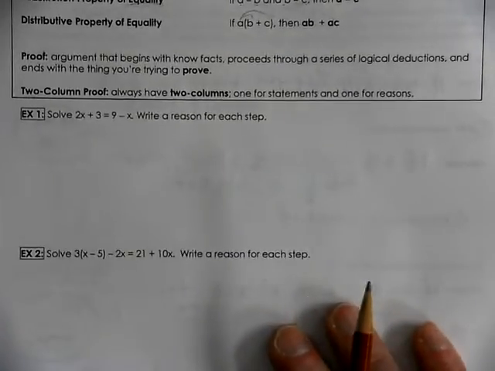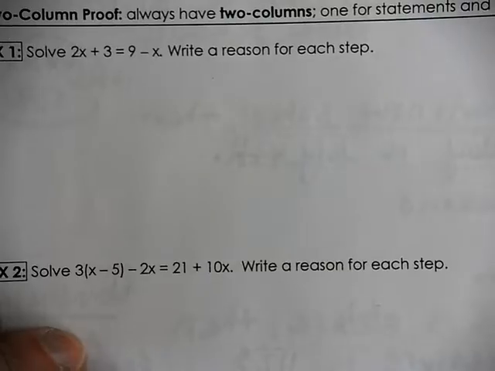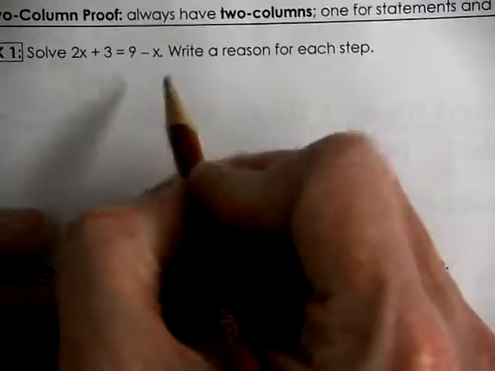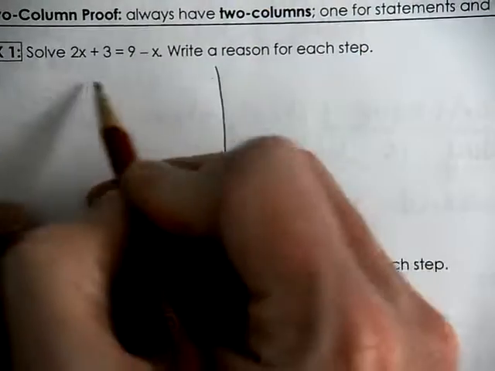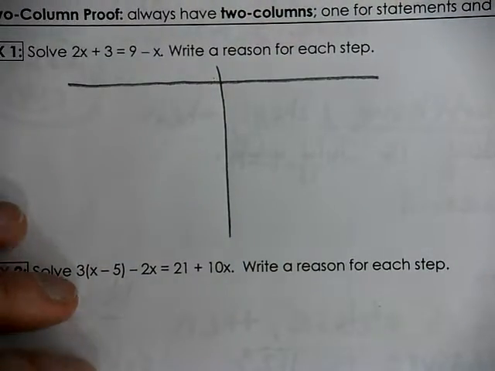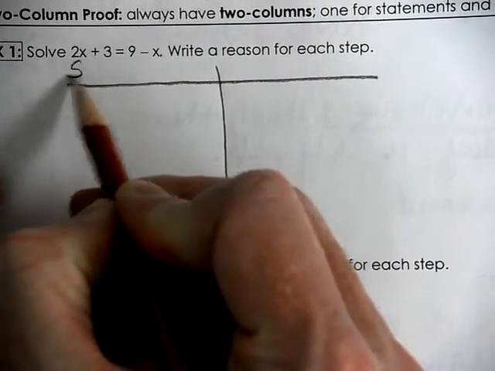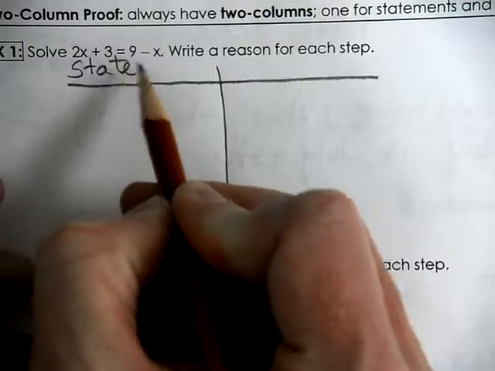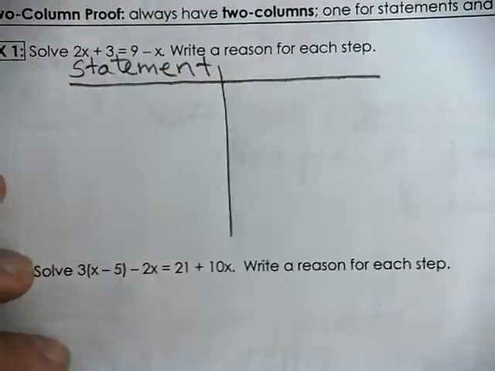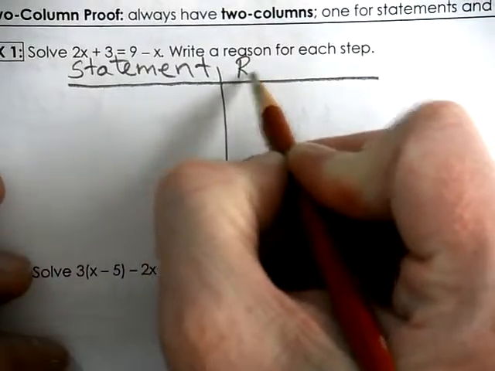So let's give this a try. Let's write a two-column proof for this algebra problem, giving reasons for all the steps we take. So a two-column proof is going to start out with a giant T, and on the top of the left side is going to always be statement, and the right side is going to be reason.